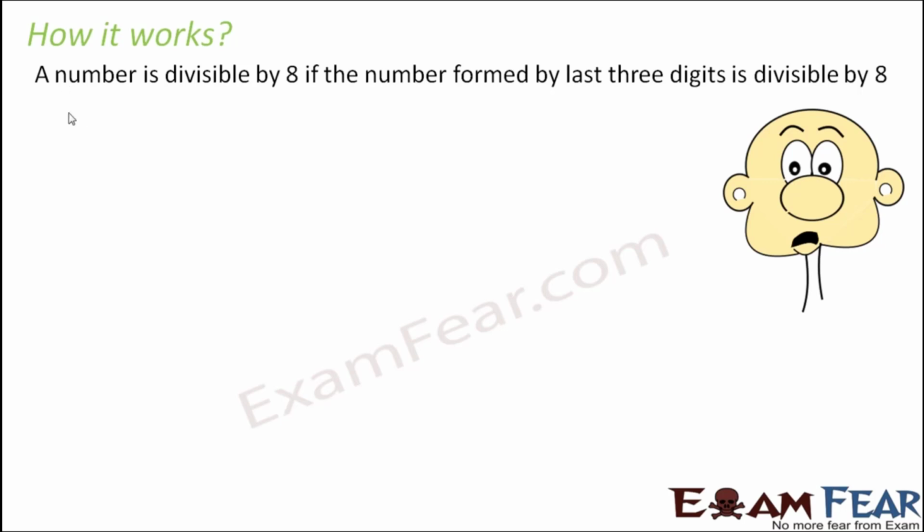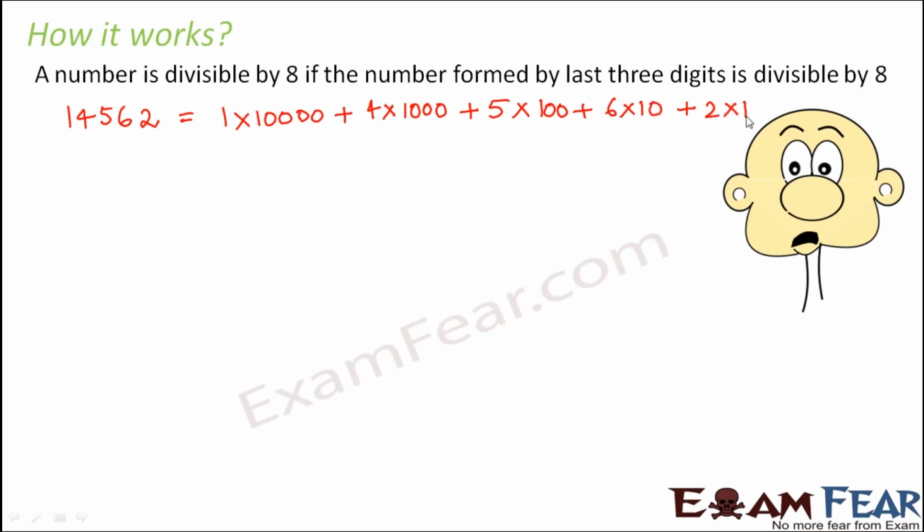So let us take the same example of this number 14562, 14,562. The moment we expand this number, we get 1 into 10,000 plus 4 into 1,000 plus 5 into 100 plus 6 into 10 plus 2 into 1. So this is the expansion of the number. Now, what is the trick that we will be using here? So in this case, we have to handle these numbers 10, 100, 1000, 10,000.